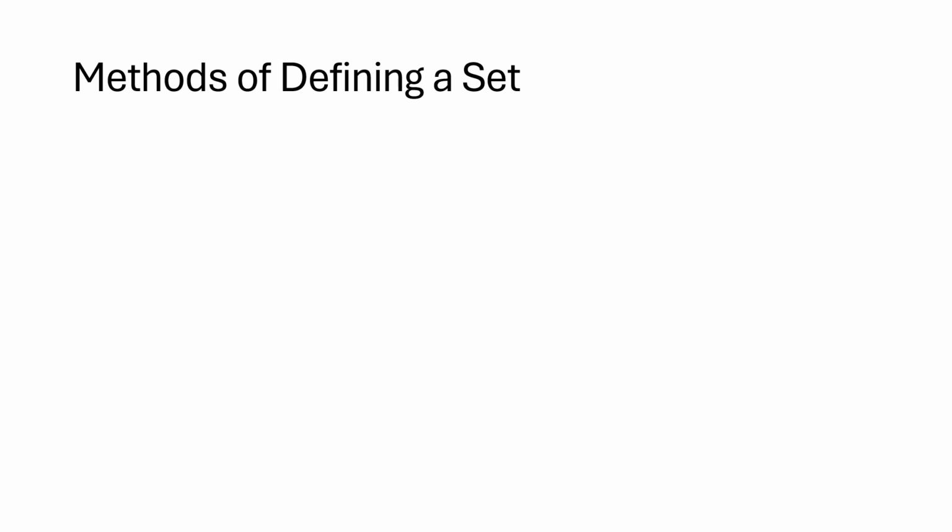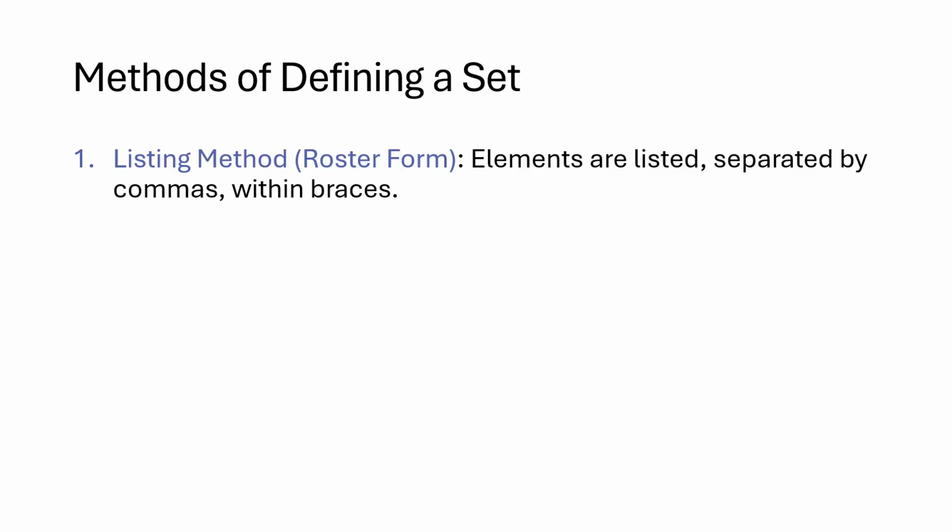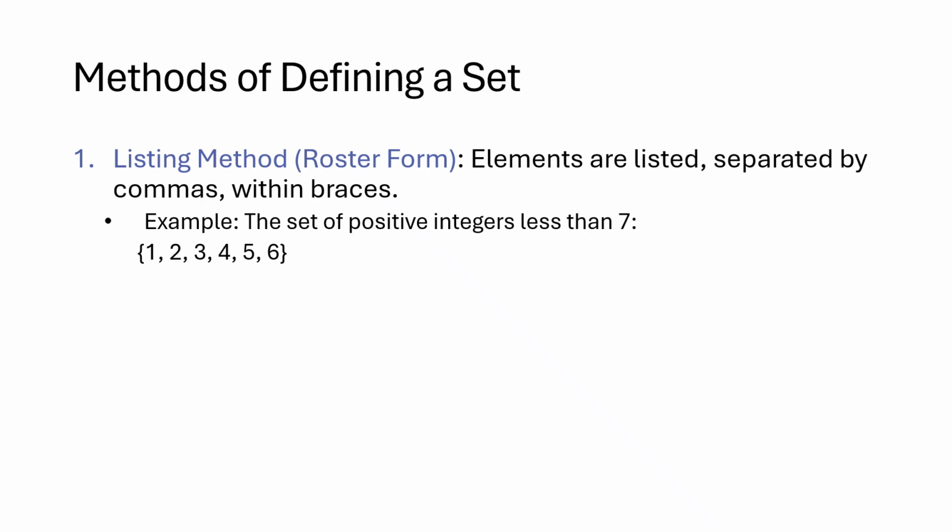In the next step, we want to learn how we can represent a set. Here I'm going to show you two different ways of defining or representing a set. The first one is called the listing method or roster form. Here, very simply, we just list all the elements of the set, all the members. We separate them by commas, and then we put them in braces. So for example, if we are thinking about the set of positive integers that are less than 7: 1, 2, 3, 4, 5, 6, separated by commas, and put in braces. Very simple.